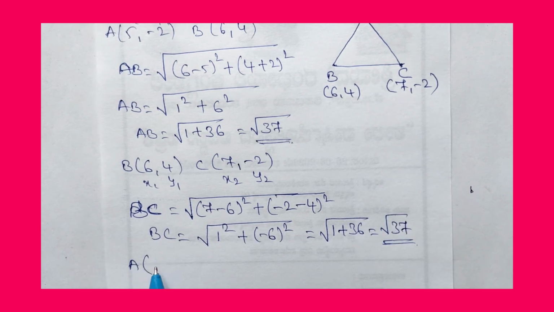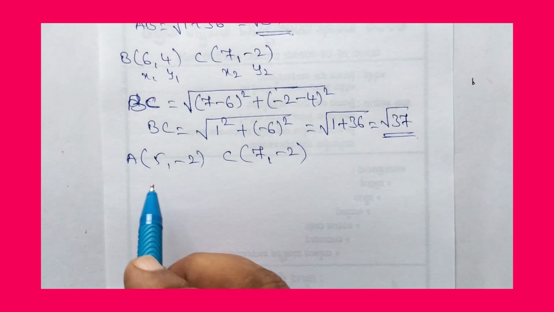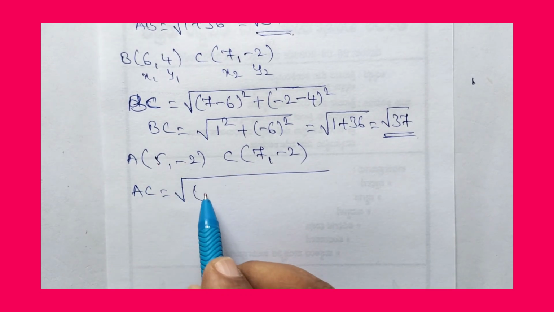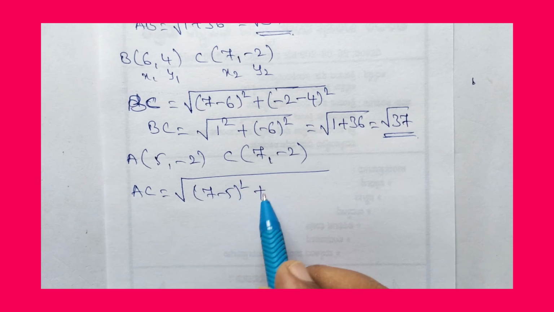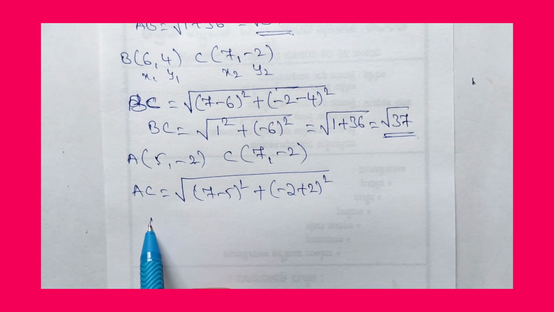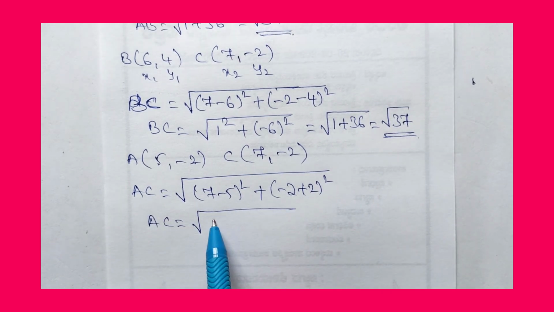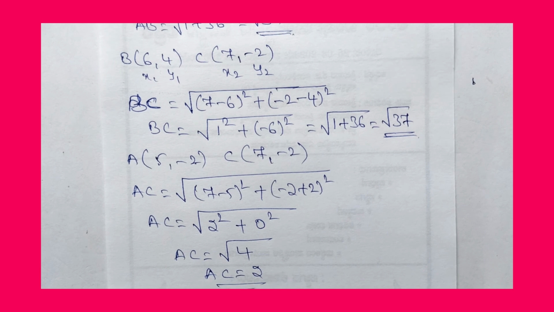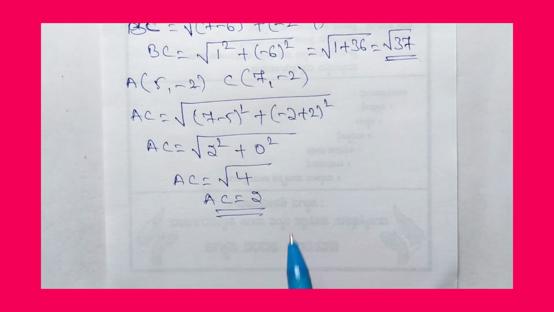Now find the distance between A and C. A is (5, -2), C is (7, -2). So AC is equal to square root of (x2 minus x1), that is 7 minus 5 whole square, plus (y2 minus y1), -2 plus 2 whole square. So AC is equal to square root of 2 squared plus 0 squared. So AC is equal to square root of 4, so AC is equal to 2. So we got the value of AC as 2 units.